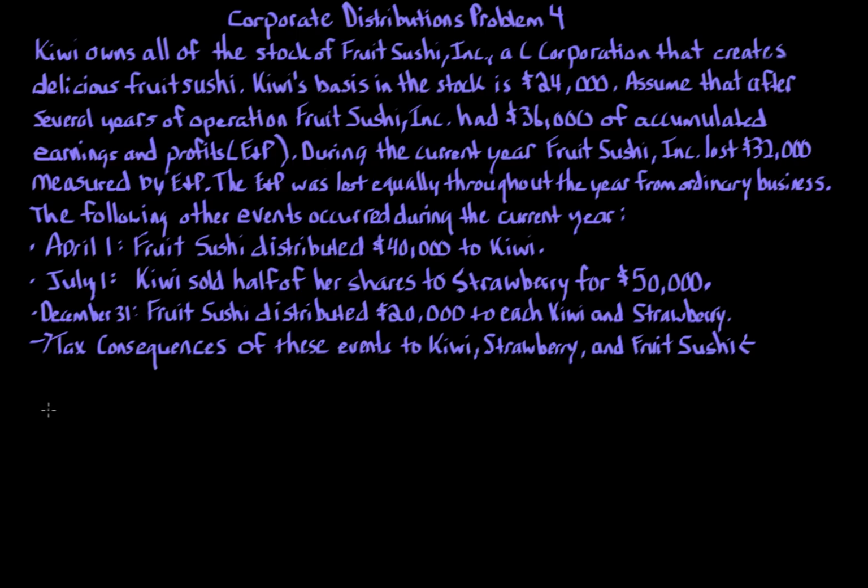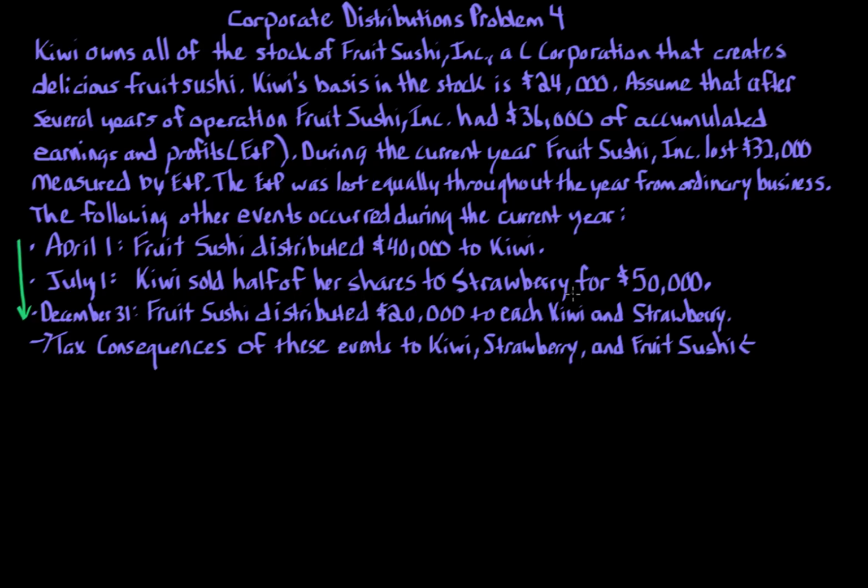In addition to losing money, the following other events occurred during the year. We're going to go through this in chronological order by dates, and you're going to see it's very important. April 1st, Fruit Sushi distributes $40,000 cash to Kiwi. On July 1st, Kiwi sells half of her shares to Strawberry for $50,000. And then on December 31st, Fruit Sushi distributes $20,000 to each of Kiwi and Strawberry.